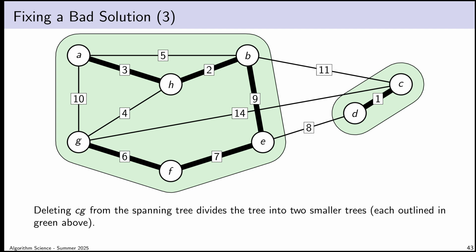Suppose I delete edge CG from my spanning tree. Okay, what that's going to do is disconnect the tree. It disconnects the tree and creates two different components that I then have to reconnect. So I guess what I have to do is choose an edge that bridges between these two components to restore the property of being a spanning tree.